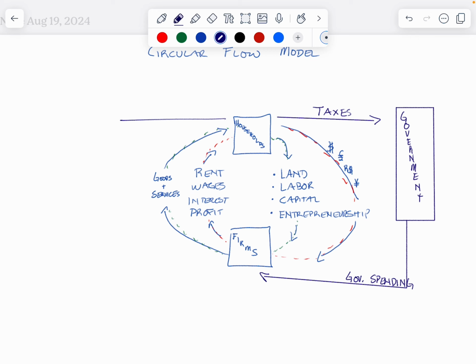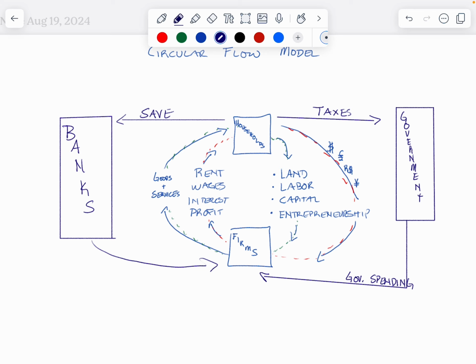Households also can choose to save their money. And generally, they're going to save their money in banks. The banks then lend this money back into the firms in the form of investment or lending, which the firms can use to expand. So once again, we have our same circular flow model, but it's a bit larger.